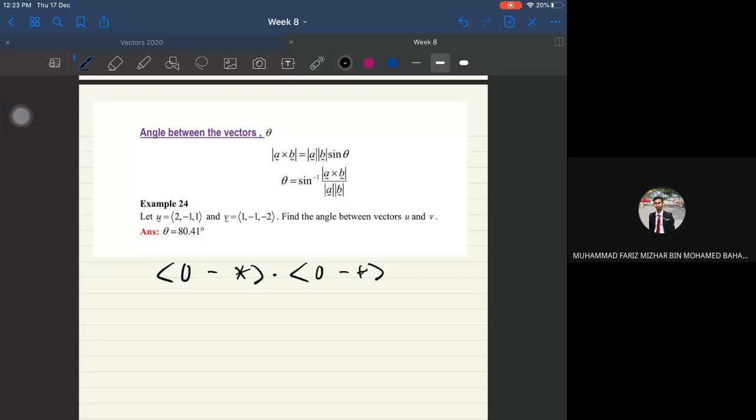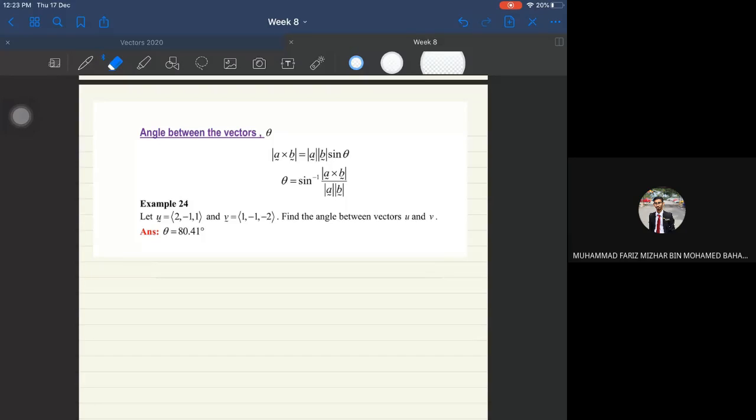So dapat dah value. Dia lagi mudah lah as per me. Okay. So it's up to you, nak pakai yang mana satu. Okay. But from this example, kita cuba solve menggunakan a cross product.